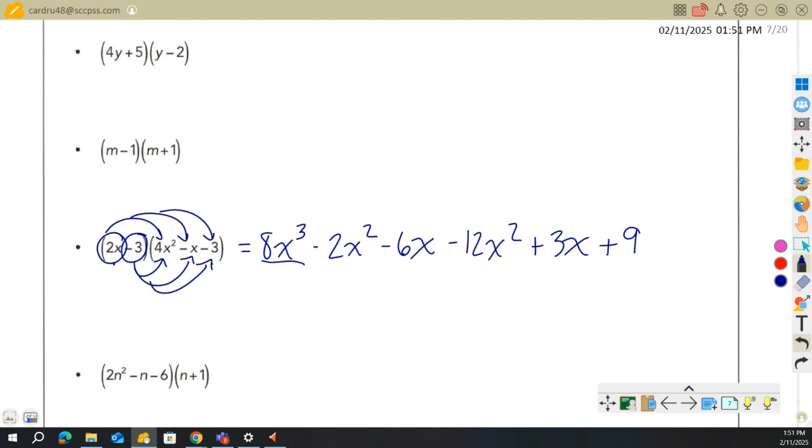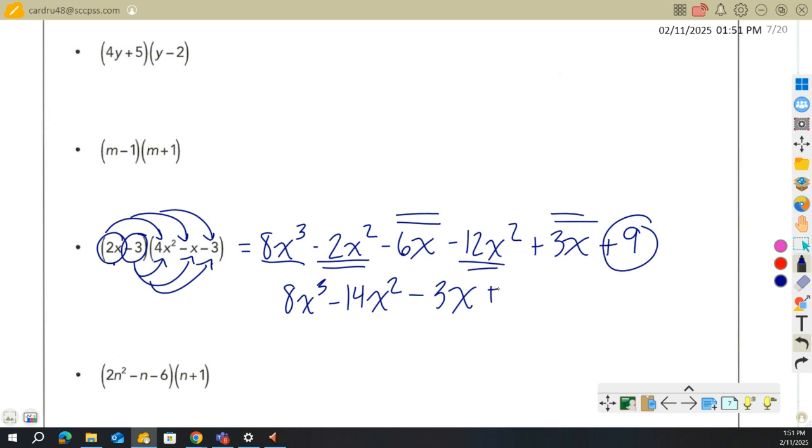8x cubed does not have a like term. Negative 2x squared has negative 12x squared. So that's going to give me negative 14x squared. Negative 6x has 3x. So negative 6x plus 3x will be negative 3x. And then I just have my plus 9 by itself.